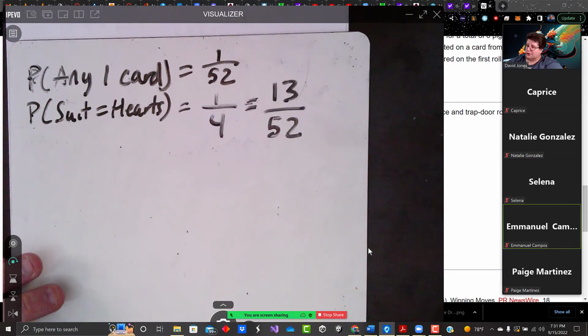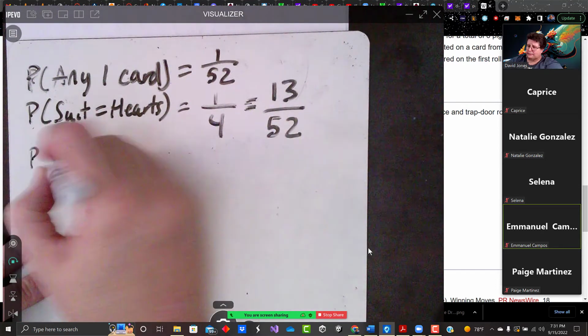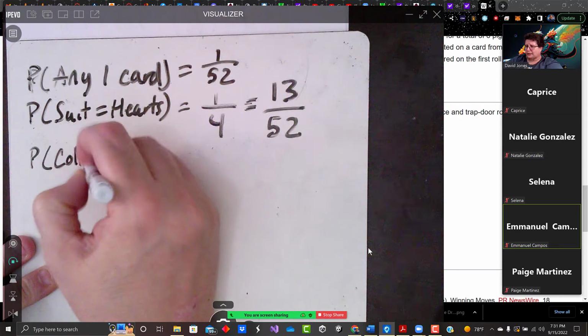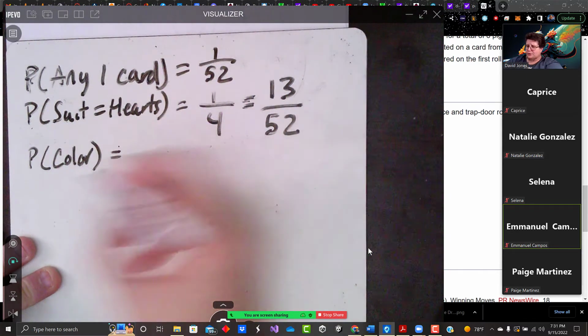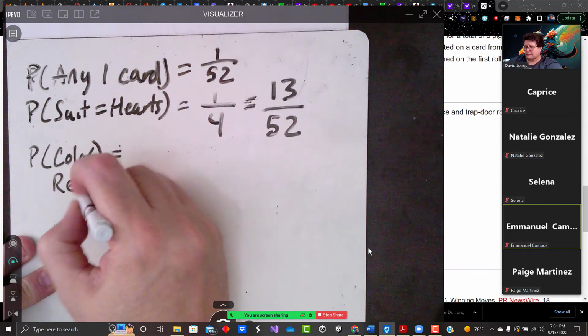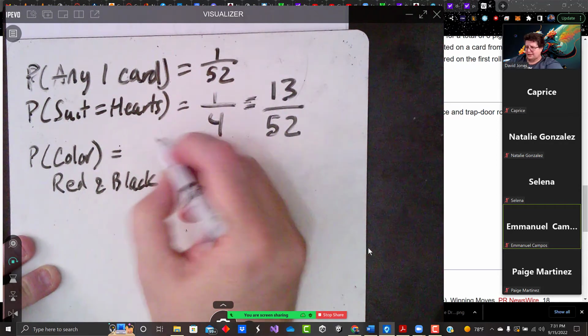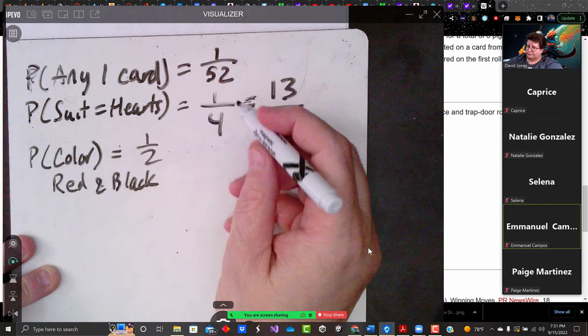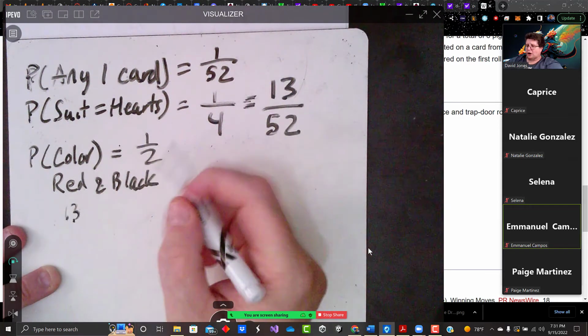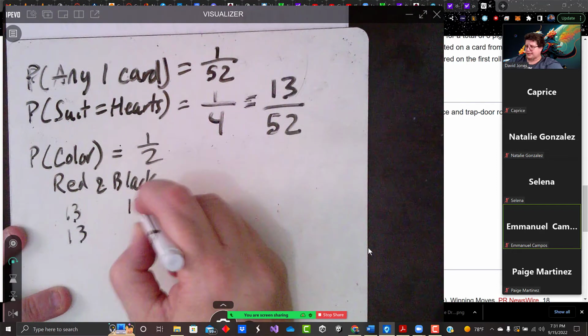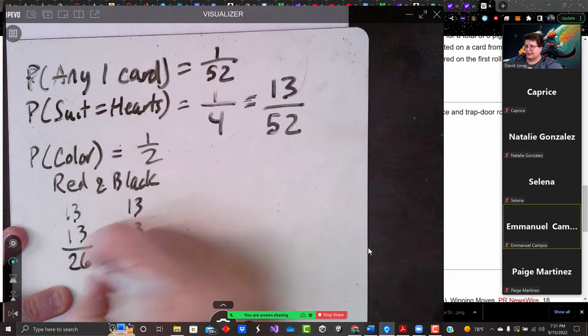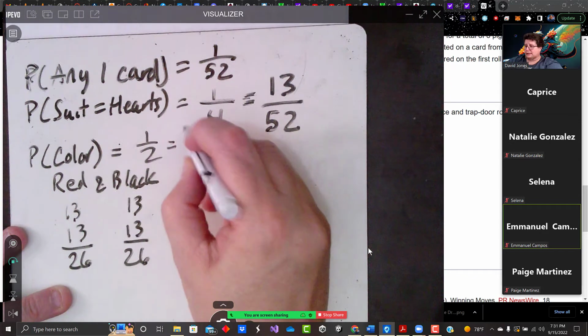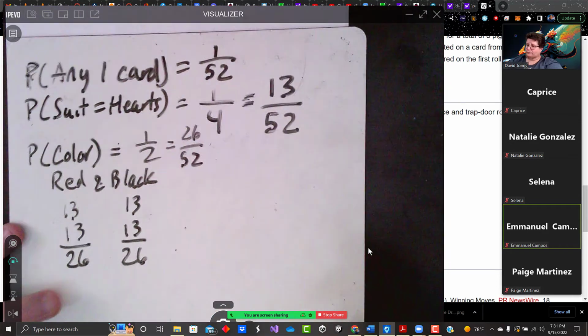They might ask you the probability of red or black, the probability of a specific color for a deck of cards. There are only two colors, red and black, and they're each equally likely, so it's 1/2. That's because there are 13 hearts, 13 diamonds, 13 spades, 13 clubs. Each color has 26 cards in it, 26 over 52. So again, we can take it back to the individual number of outcomes and add those up.